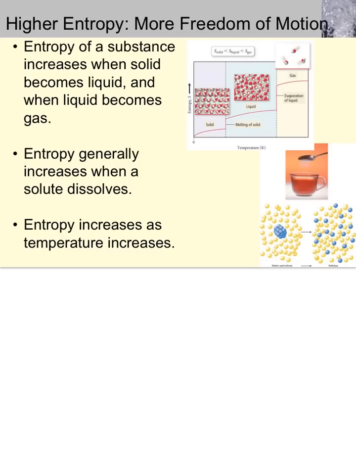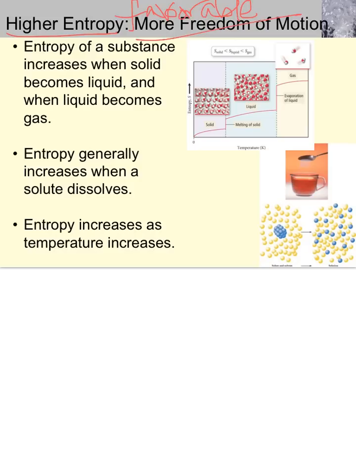So to summarize, when we see increasing entropy, so higher entropy, I want to make a note to you, that means favorable. Let me write that. Okay, so higher entropy is a favorable process. More freedom of motion is energetically favorable.